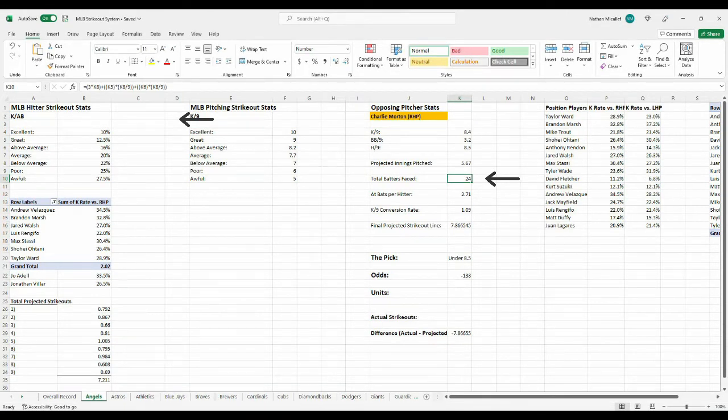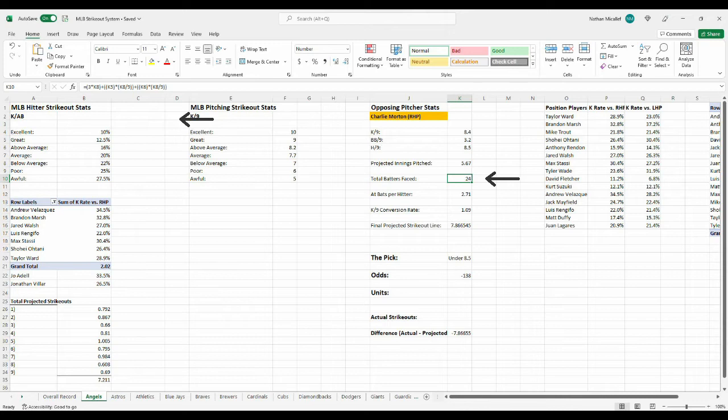Next formula that I look at is the total batters faced, which explains itself, but it's just the number of batters that the pitcher is going to face in his outing. As you can see, the first bit of the formula goes over the projected innings pitched. So you'll see 3 times K8. K8 is the cell that has projected innings pitched.